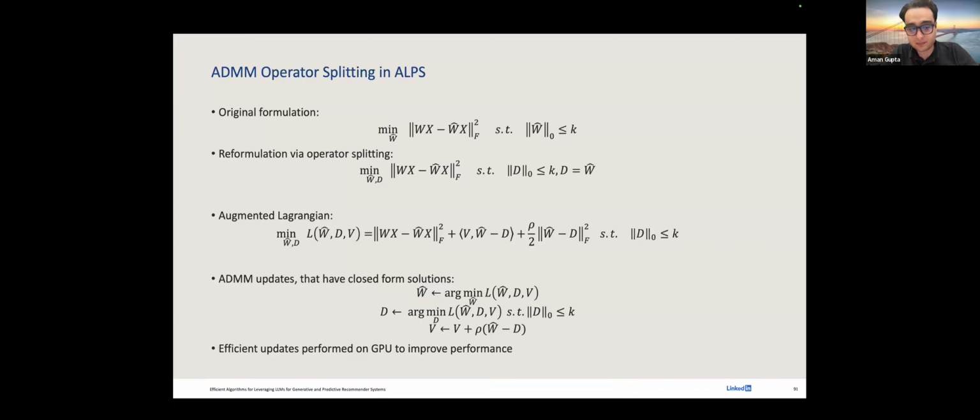For example, W hat is basically going to be a least squares problem. We can do this very efficiently on GPUs. For D, it's going to be a projection operator, which is very easy to do. And for V, it's going to be a linear update, which is quite easy. So all of these steps can be done very efficiently on GPUs, and this problem can be solved for very large instances.